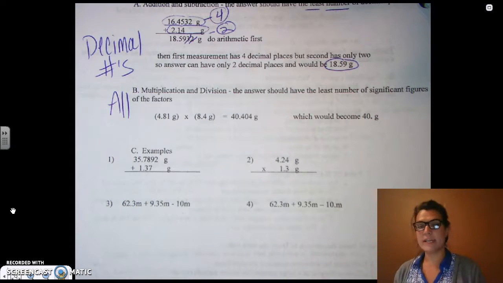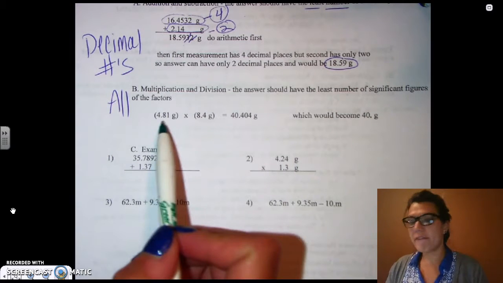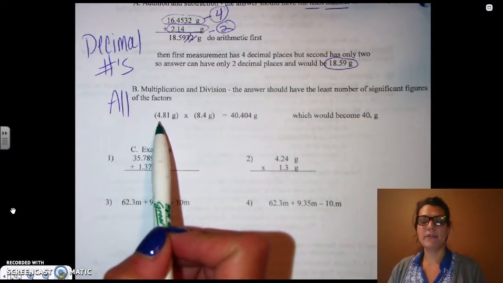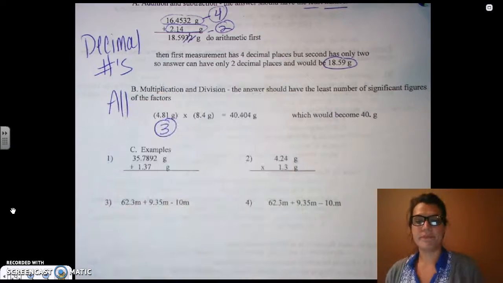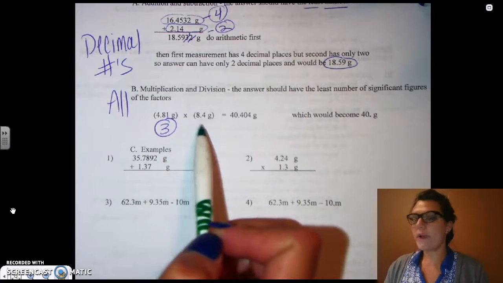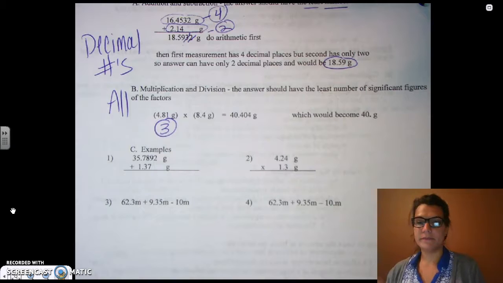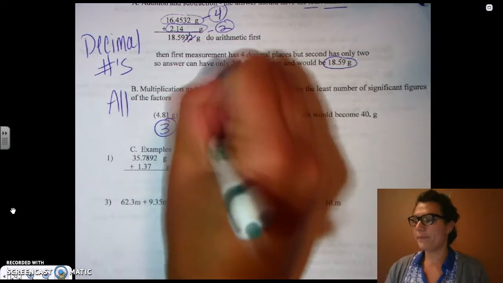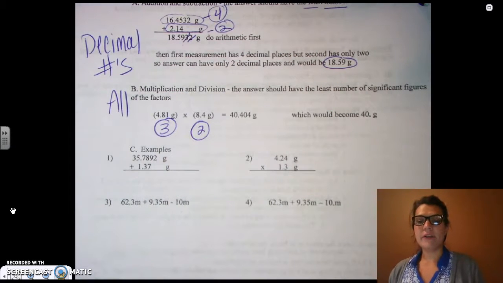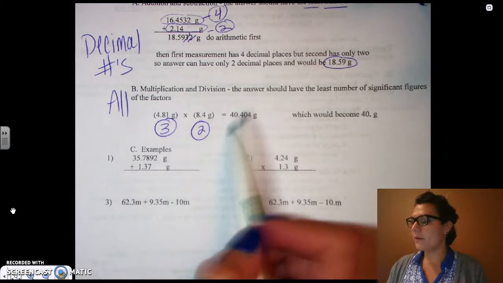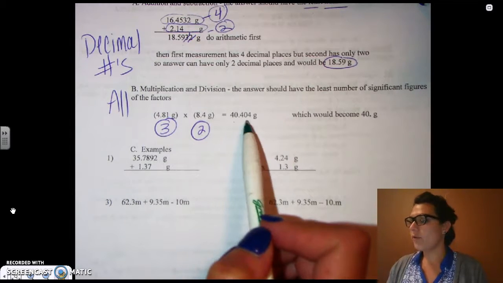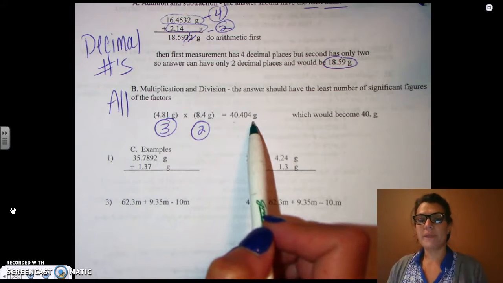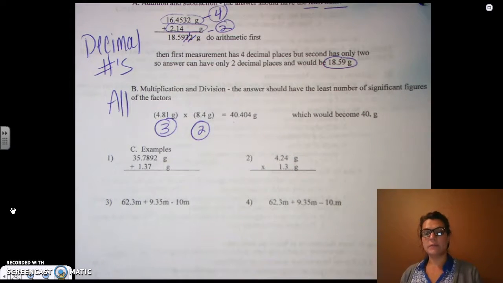Okay, so let's look at an example here. I have 4.81. How many significant figures? Hopefully you're thinking 3. Okay? 8.4. How many significant figures? Hopefully you're thinking 2. If I was to do the math first, my math would be 40.404. Okay, now this is where rounding comes into play.